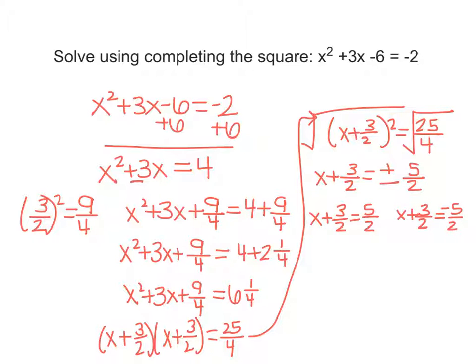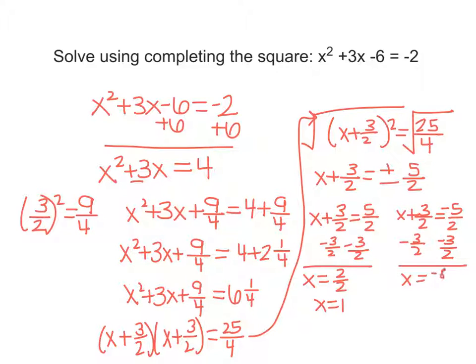And solve. Subtract 3 halves from each side. X equals 2 over 2, which is equal to 1. On the other side, subtract 3 halves. X is equal to negative 8 over 2, which is equal to negative 4. So your answers here are negative 4 and positive 1.